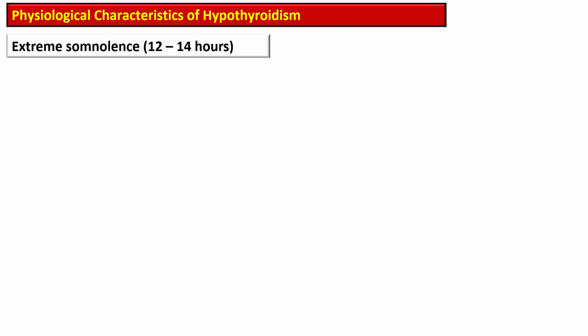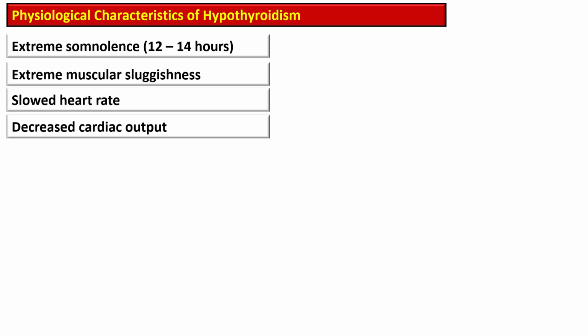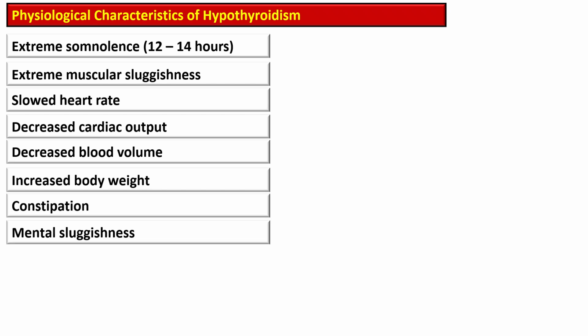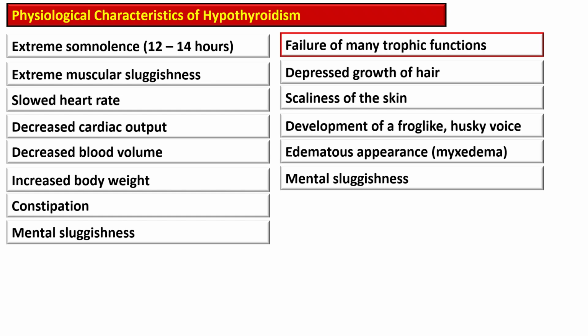The clinical symptoms of hypothyroidism are extreme somnolence. The sleep time increases to 12 to 14 hours per day. There is mental and neuromuscular sluggishness with slow reflexes and general lethargy. The heart rate is also slowed. There is bradycardia, and cardiac output is decreased, with decreased blood volume. The metabolic effect is weight gain despite decreased appetite. There is constipation and cold intolerance.